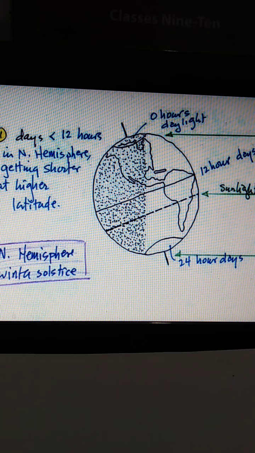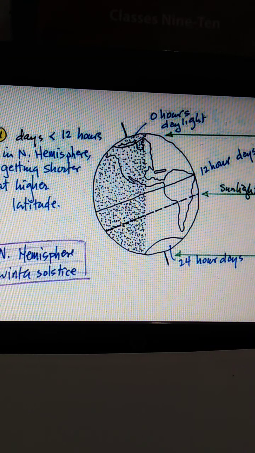Dear students, look at the figure. On 22nd December, the south pole comes nearer to the sun and the north pole goes farthest away from the sun. During this time, the south pole gets more heat from the sun, and day becomes longest. As a result, the year becomes hot in the countries of the southern hemisphere. During this time, in the southern hemisphere, summer season prevails, while in the northern hemisphere, it is winter season.